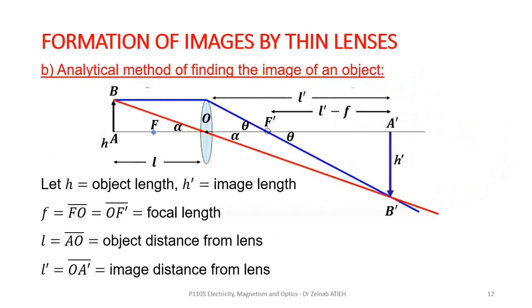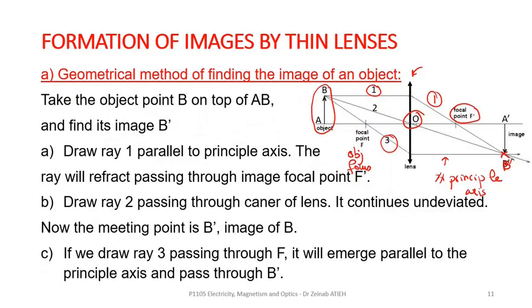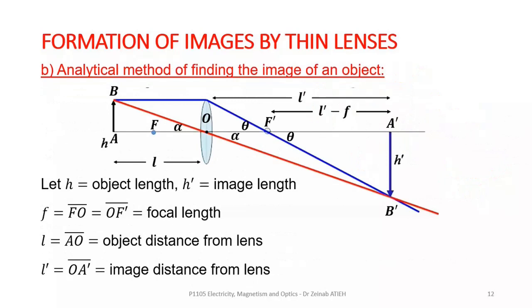Okay, this is for geometrical finding of the image. Now, we search for an analytical method to find this image. We try to find the formula to memorize, to use, to find the image of a certain object. So if we have the position of the object, can we find its image? So let's see. Let's define certain terms to find the formula. We will define H, which is AB, the length of the object. H prime, it's A prime B prime, the length of the image.